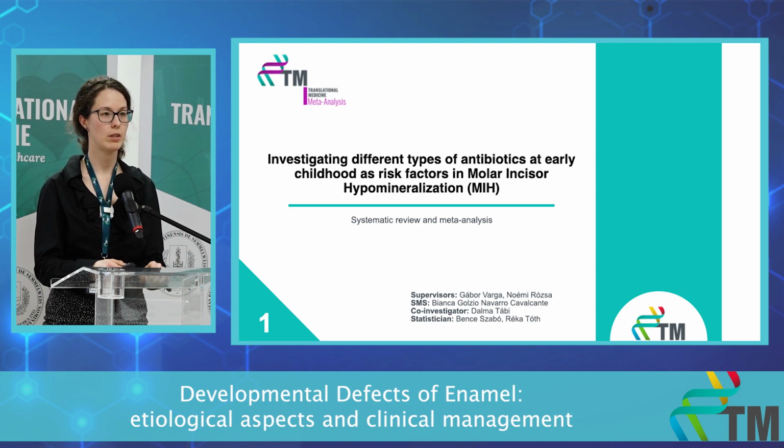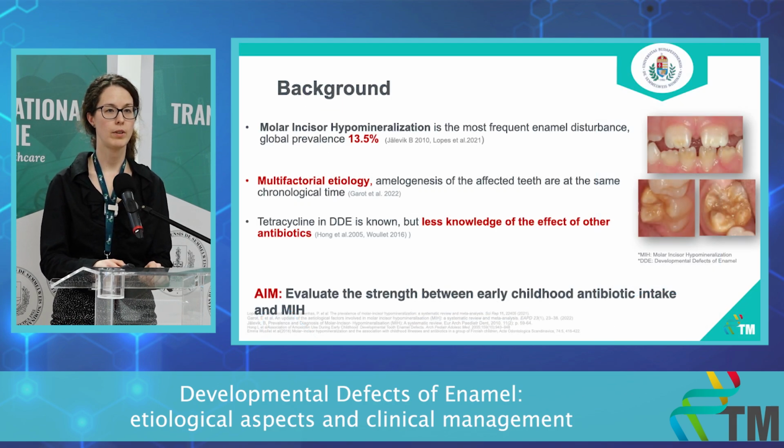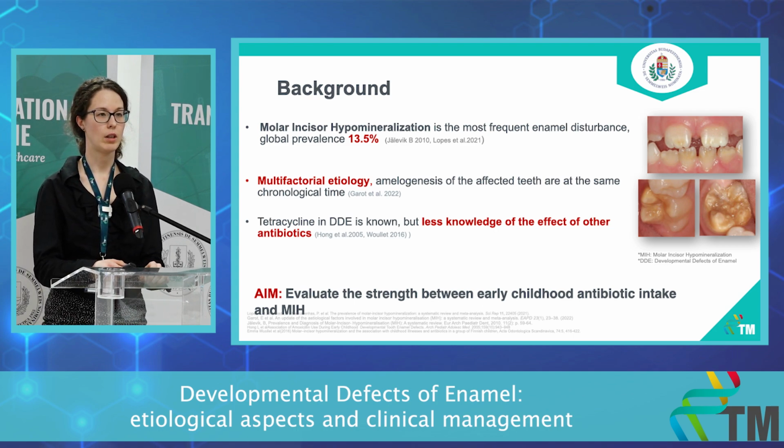My first topic is investigating different types of antibiotics in early childhood as risk factors in molar incisor hypomineralization. The abbreviation is MIH. This disease affects the first permanent molars and incisors, and it is the most frequent enamel disturbance, with a global prevalence of 13.5%. The etiology is still unclear, but we know that the amelogenesis of the affected teeth occurs at the same chronological time. Many putative risk factors are listed in the literature, and we also know the harmful effect of tetracycline, but less is known about other types of antibiotics.